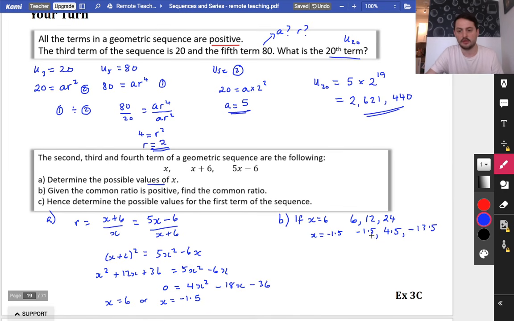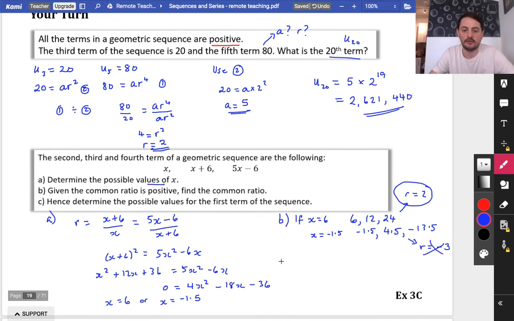So it looks like the common ratio here is going to be minus 3, but the common ratio here is 2. Oh, we could have gone straight over here, silly me. We could have just done 6 plus 6 divided by 6 to get 2, or you could have substituted minus 1.5 into here, and it would have told you the common ratio, which is minus 3. So it says that the common ratio is positive, so this is the answer that we're going to use, because we can't have that one as our common ratio.